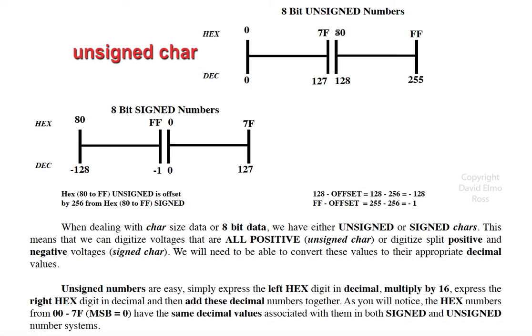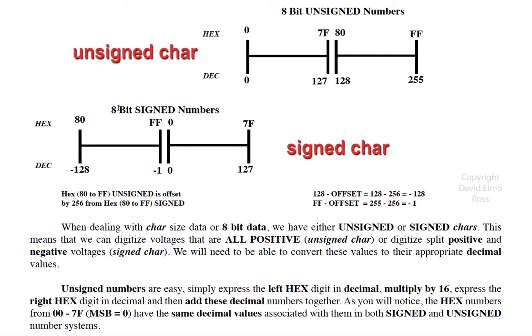And again, we have 80 to FF here. 80 is 8 times 16, which is 128. 16 goes into 128, 8 times with 0 remainder, all the way up here to 15 times 16 plus 15 is 255. 16 goes into 255, 15 with 15 remainder. So we can see that that conversion that we had from hex to decimal and decimal to hex works across the entire 8-bit unsigned numbers.